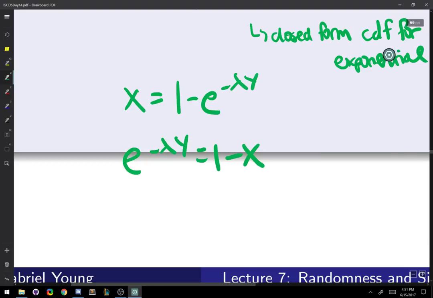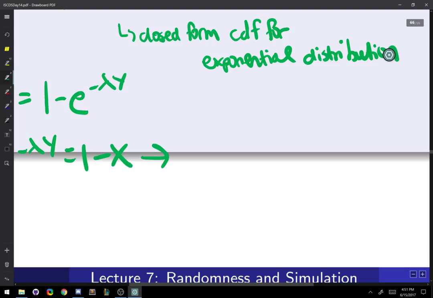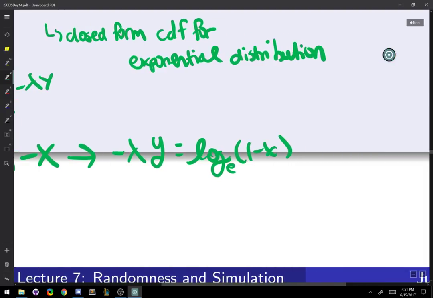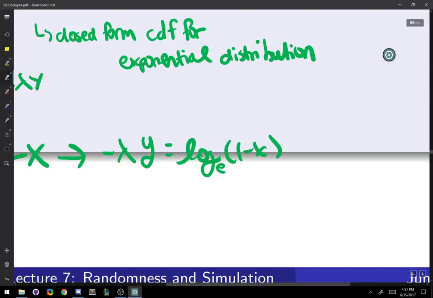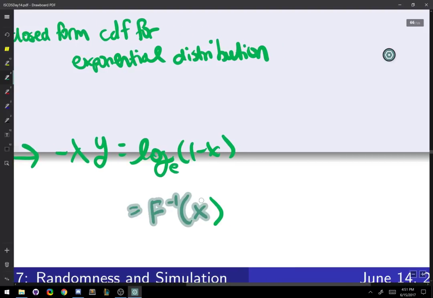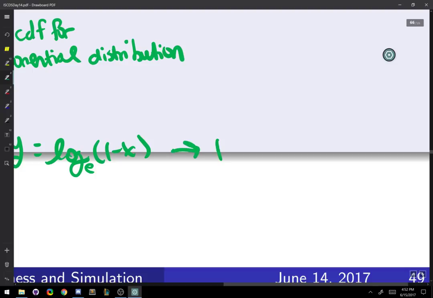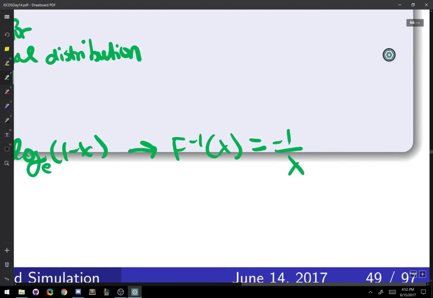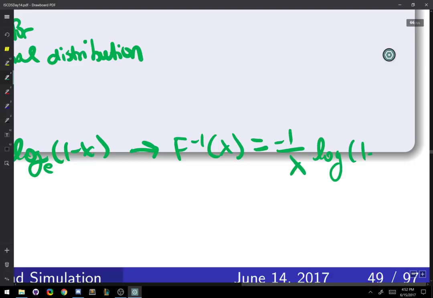Take the log of each side. Negative lambda y equals log base e of 1 minus x. And then f inverse of x. I'll just switch y with that now, it was just for ease of symbols. It's negative 1 over lambda log of 1 minus x. So what this means is if you simulate uniforms and you stick them in this function, that will be an exponential, or an inverse.